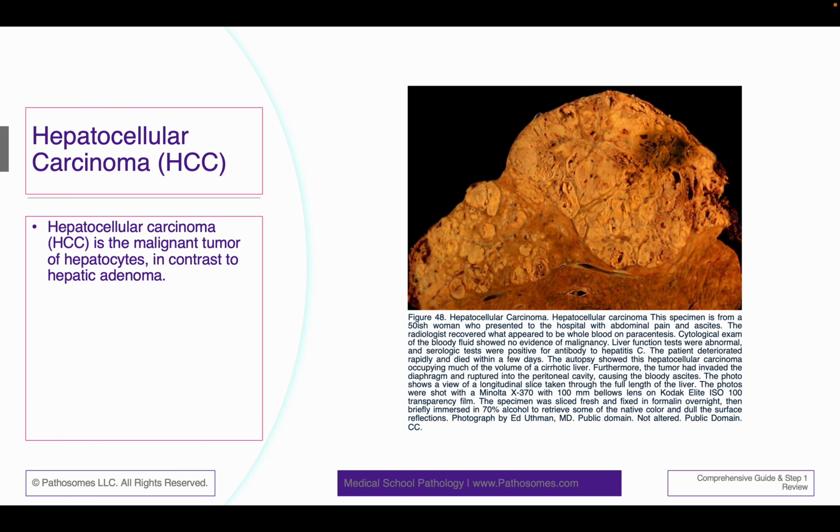Now this is bad. This is hepatocellular carcinoma. Hepatocellular carcinoma is a malignant tumor of the hepatocytes, right? This is not an adenoma. This is a carcinoma. To the right here, we can see grossly what hepatocellular carcinoma looks like.